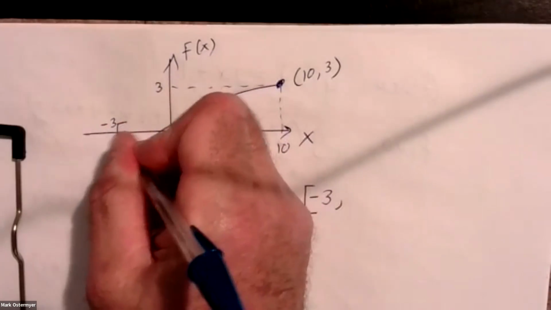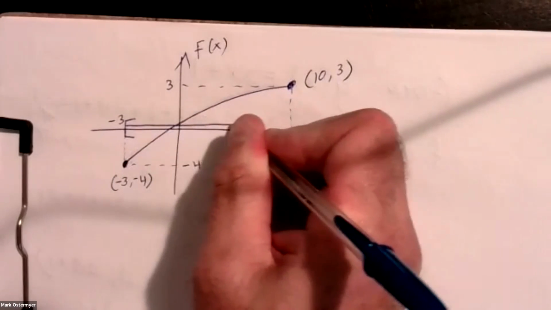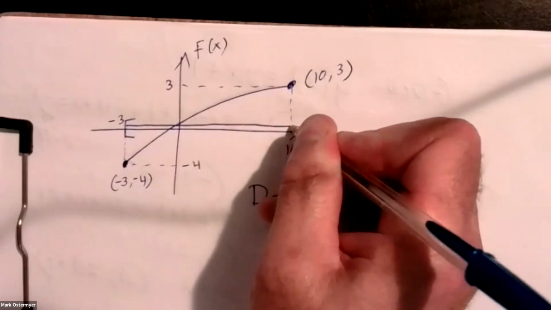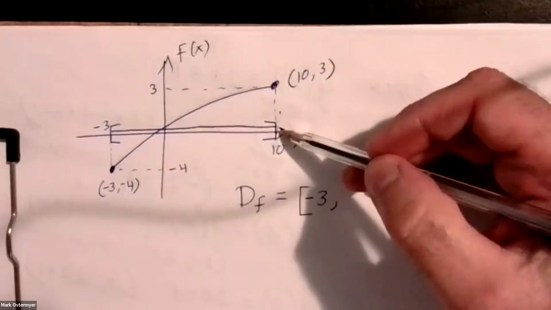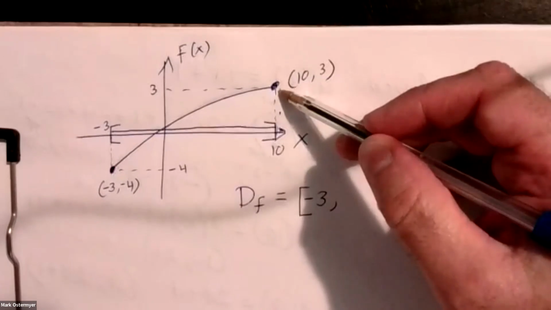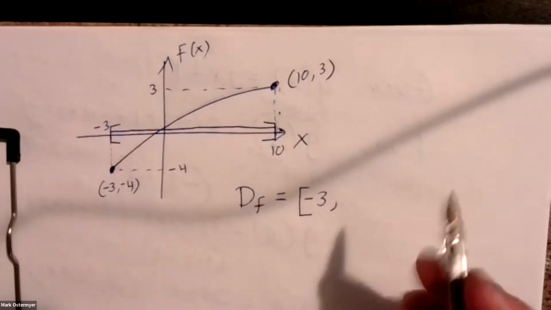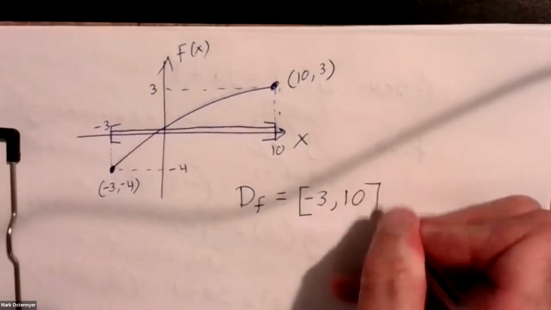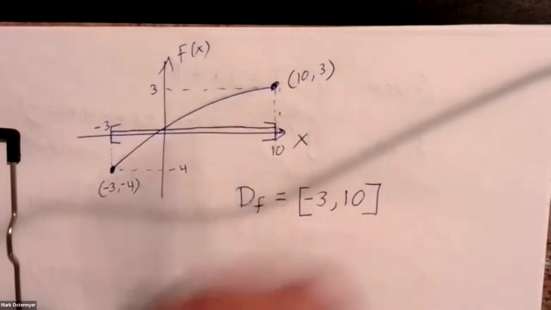So my domain goes from -3 up to and includes what value? What's the largest x coordinate of any point found on this graph? The largest x coordinate. 10? So my domain goes from -3 to 10, including the endpoints. That would be the domain of the graph of this function.